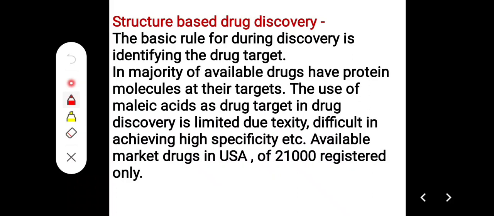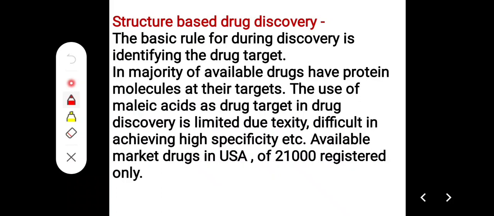In the majority of available drugs, protein molecules are the targets, because in our body most of the molecules are biomolecular protein molecules. So a drug which acts on an enzyme or receptor, and in most cases enzymes and receptors are made of protein. So drugs also have protein molecules as their targets for better binding, for better interaction.